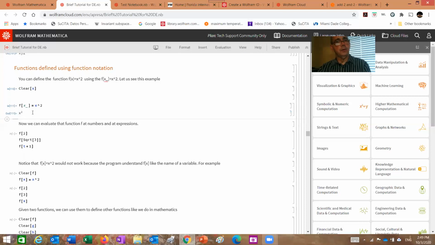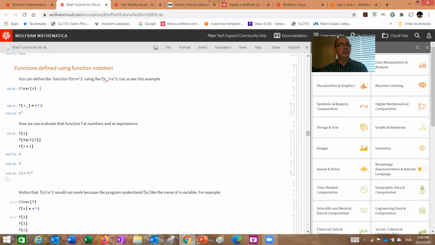You can evaluate that function at any number. For example, you can evaluate it at 2, you can evaluate it at square root of 3, you can evaluate it even at expressions like t plus 1. Well, these are 3 inputs together. I'm going to put the cursor here at the end, or you can put it at any point of the input, even in the middle. And you press shift enter, and it returns the 3 outputs.